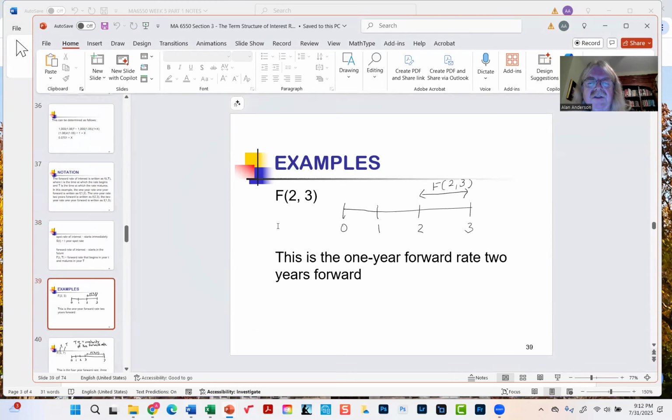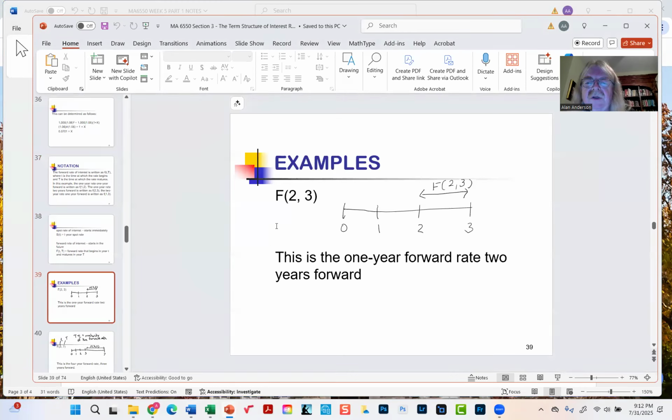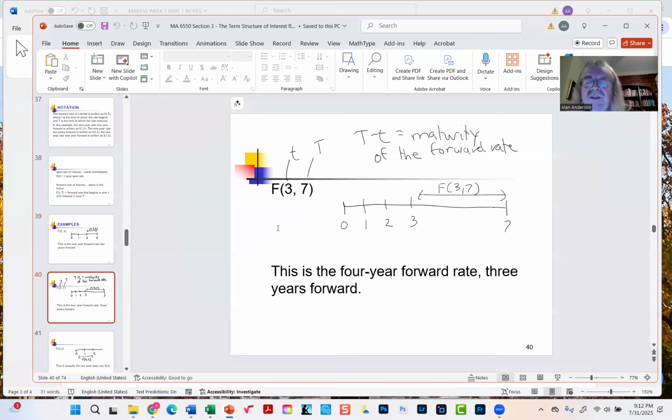So here's the explanation for all that. Here's 2 comma 3. This is a rate that starts in 2 years and matures in 3 years, so it's a 1-year rate. 3 comma 7 starts in 3 years and matures in year 7, which means it's a 4-year forward rate, 3 years forward.